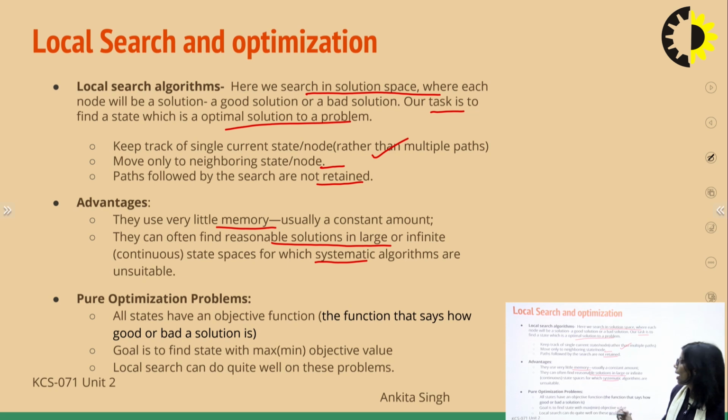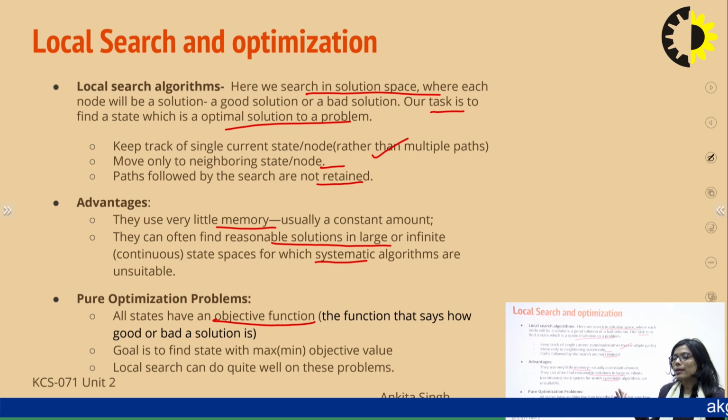Now, all states have an objective function. What does the objective function mean? The objective function tells us whether the solution represented by a node is a good solution or a bad solution. Our goal is to find a state with the maximum or minimum objective function value.